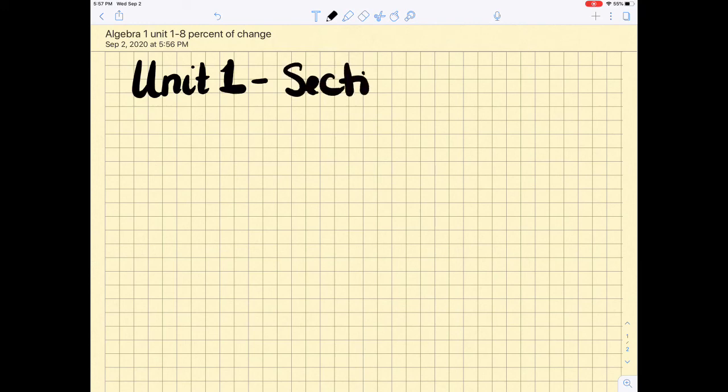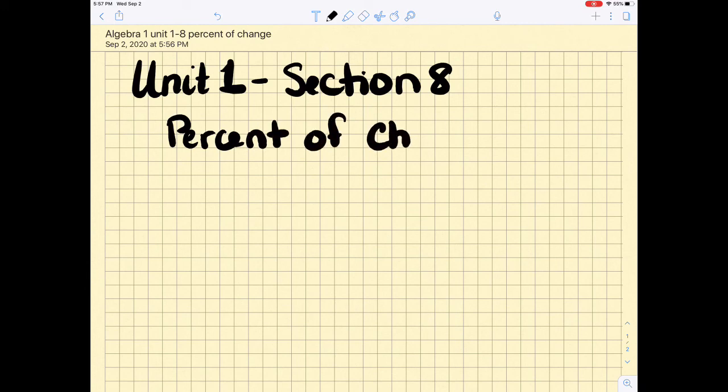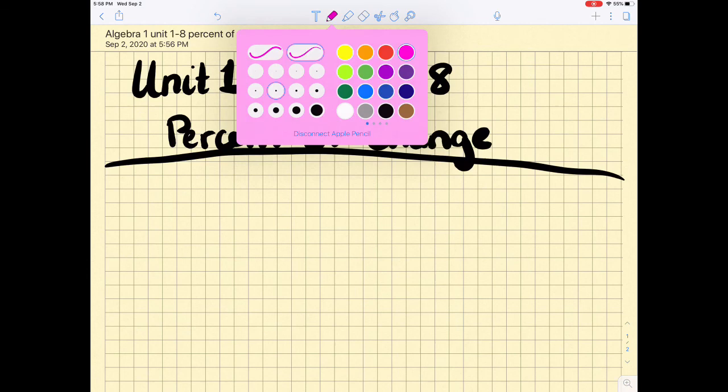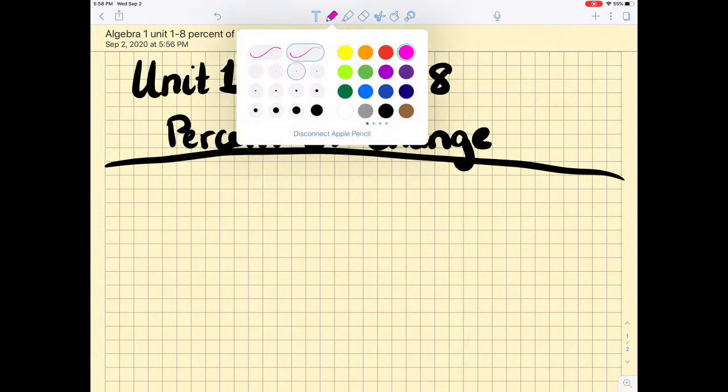Hi guys, today we're going to do Unit 1, Section 8, percent of change. Now there's a lot of different ways to do this, but because we just finished talking about proportions and how to set up proportions, that's what we're going to do here. We're going to use proportions to solve this. That's not saying there isn't another way to do it. There is, but that's what we're going to work on right now.